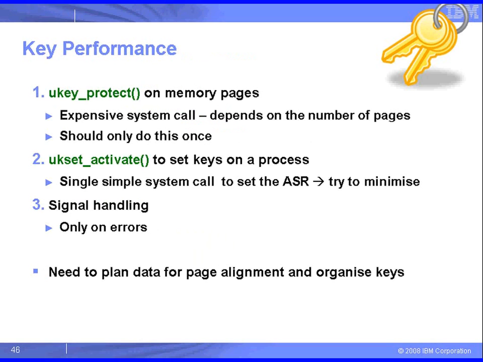And finally, a comment on performance. The protect system call goes and puts all the locks on memory pages. Now, if we've got gigabytes of memory here that we're going to protect, then it will take some time, but of course we should only do that once when our program starts up. The activate is a simple system call, so that should be fairly quick, but you shouldn't be doing that thousands and thousands of times, only as you start a particular module perhaps, and then when you come back you'll reset the keys.